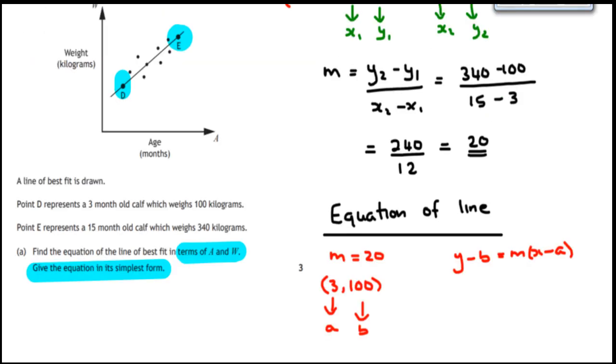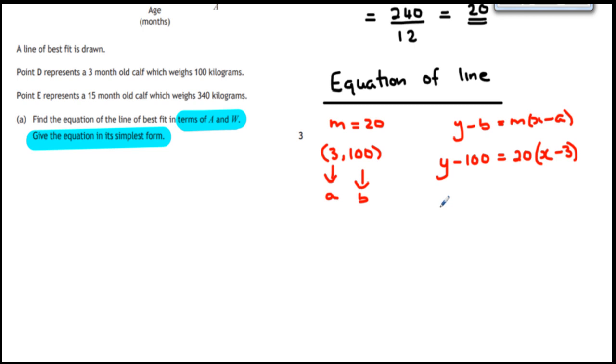We now want the equation of the line, and I know the gradient is 20, and I also know that the equation of a straight line is y minus b is equal to m times x minus a. I've chosen the first point as point 3, 100, and that gives me A and B values. So y minus B is y minus 100 is equal to m, which is 20 times x minus A, which is x minus 3. Now I want to multiply out that bracket, so y minus 100 is equal to 20 x's minus 60.